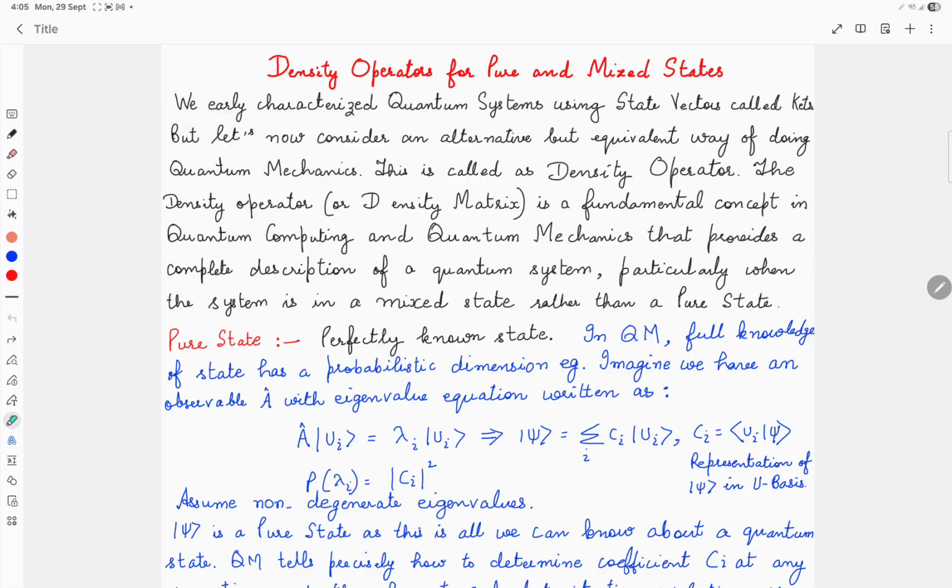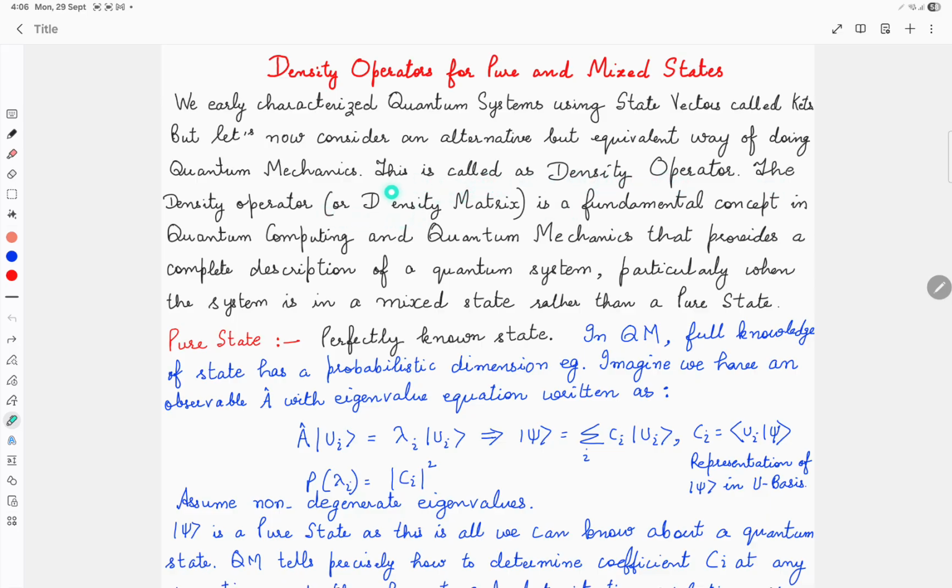We earlier characterized quantum systems using state vectors called kets. We have already described this concept of state vectors, which are known as kets, and how we can use the kets to represent quantum systems. But now let us consider an alternative, equivalent way to represent quantum systems. This is called density operators.